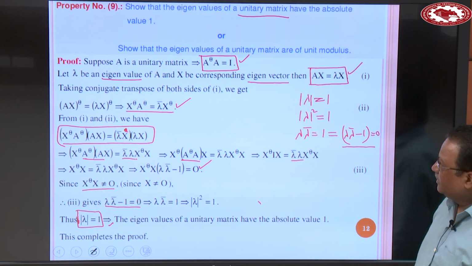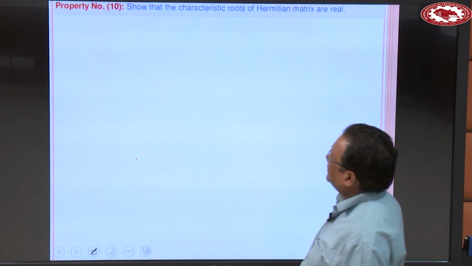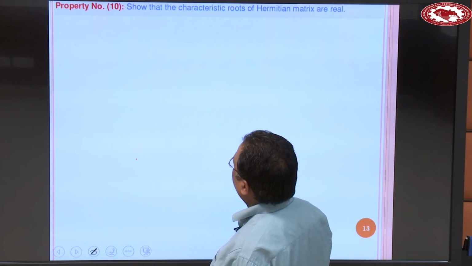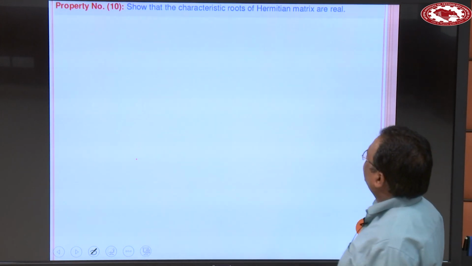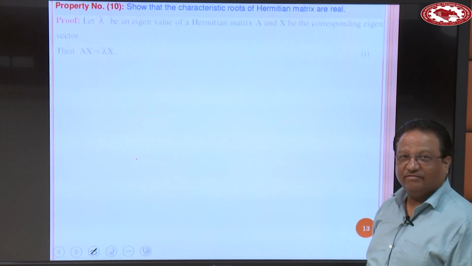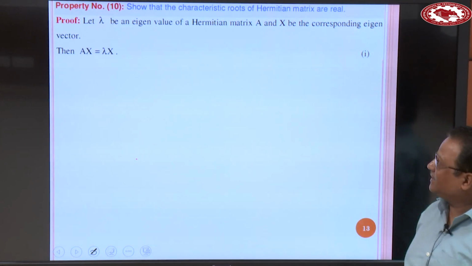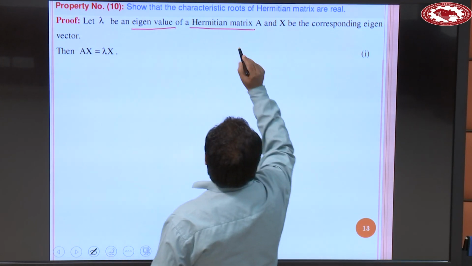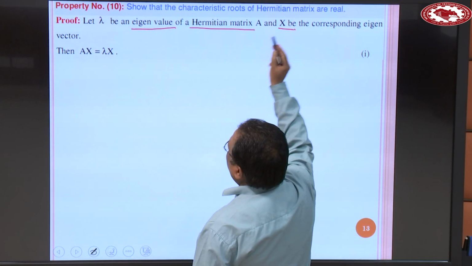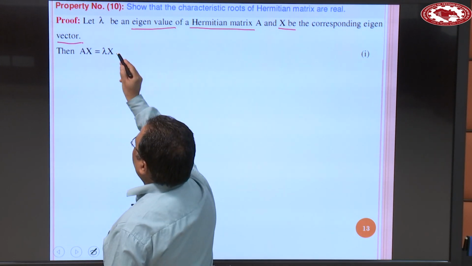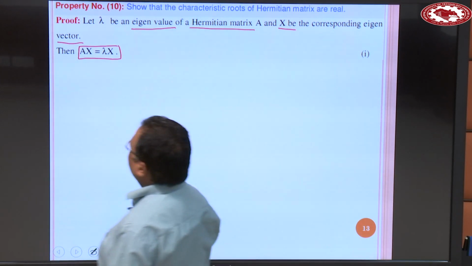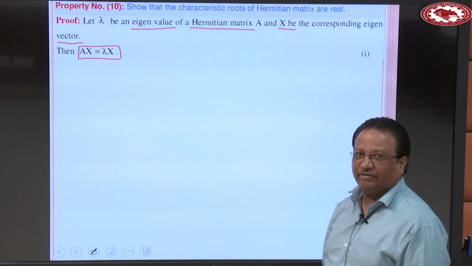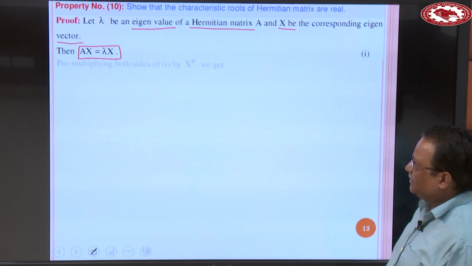Now one more interesting theorem, property: show that eigenvalues of a Hermitian matrix are real. Very interesting. Eigenvalues of a Hermitian matrix are real. So let us suppose lambda is an eigenvalue of a Hermitian matrix and capital X be the corresponding eigenvector. Then by definition, this statement is given: Ax is equal to lambda x.